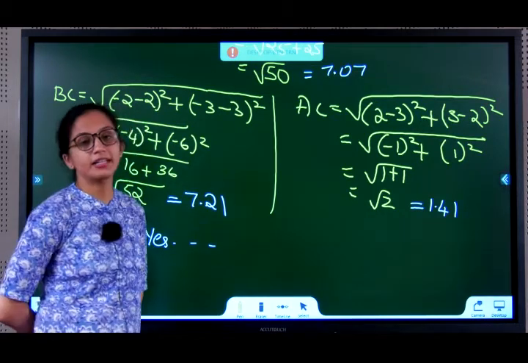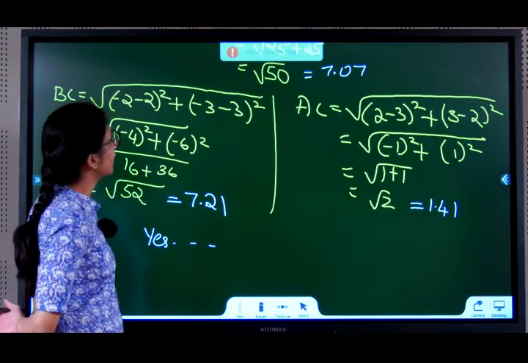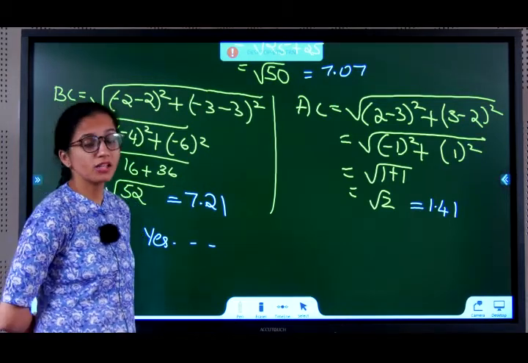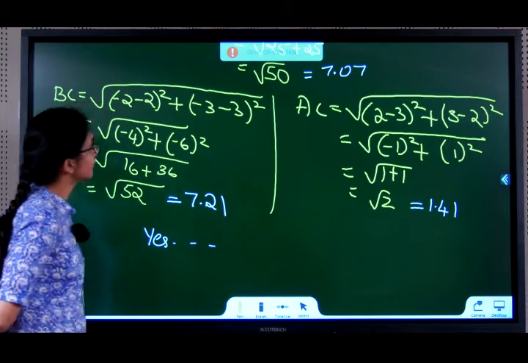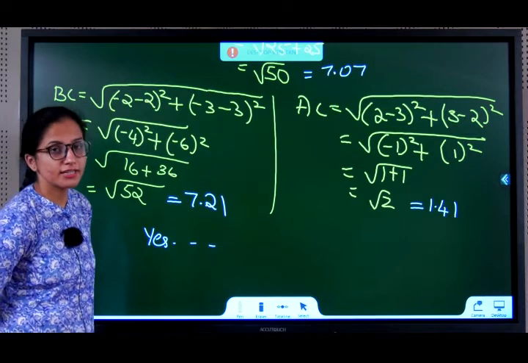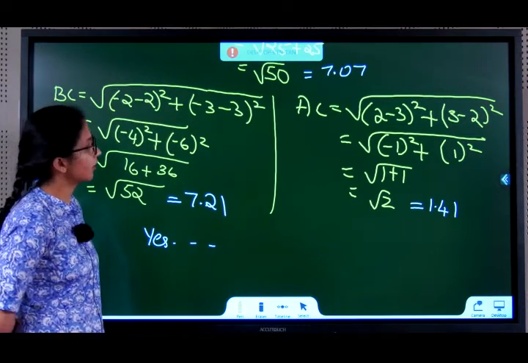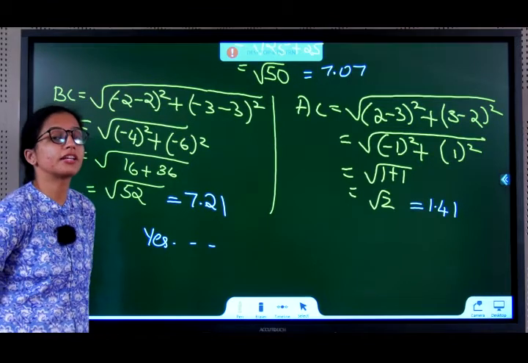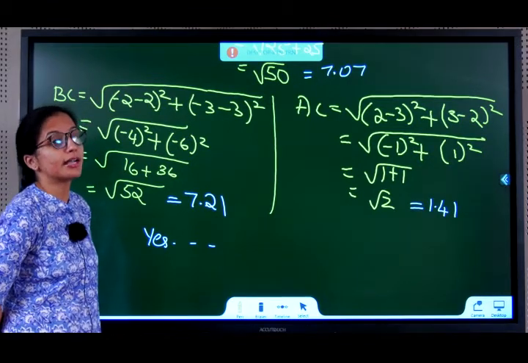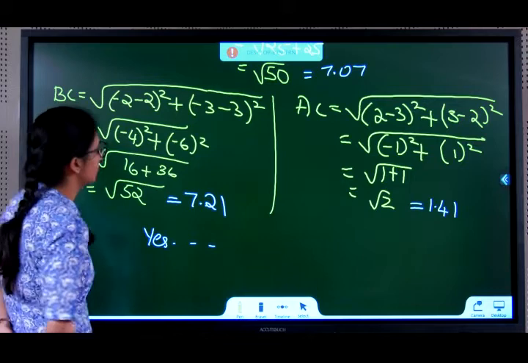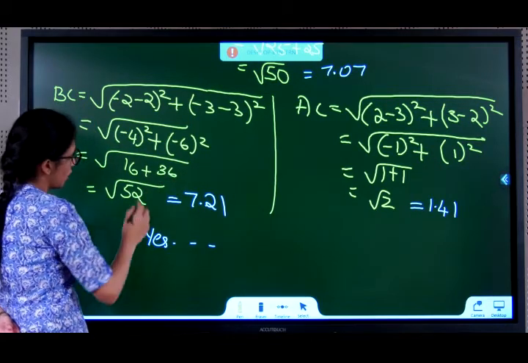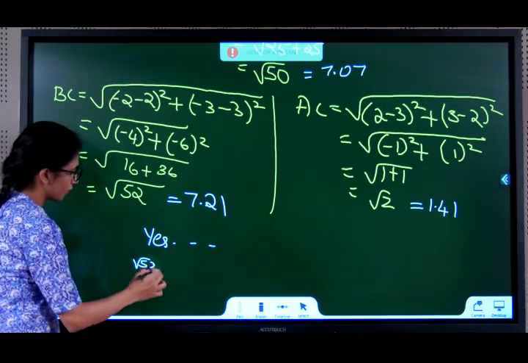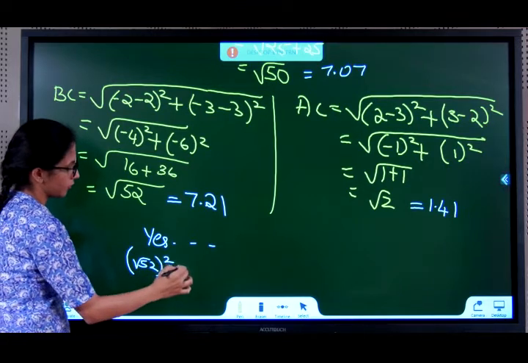What kind of triangle does this form? Is it equilateral? No. All sides are not equal. Is it isosceles? Are any two sides equal? No. Again, it's not isosceles. So the next thing you have to find out is whether it is right angled. So we write Pythagoras theorem. Who is the greatest of all? Root 52. So root 52 is the hypotenuse.